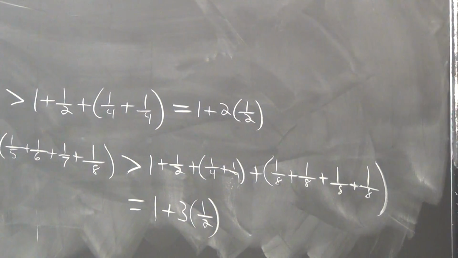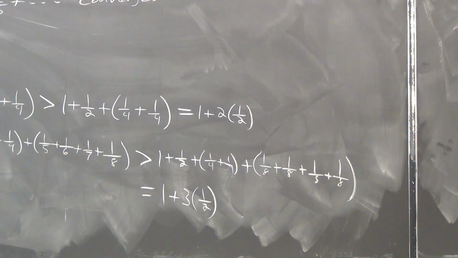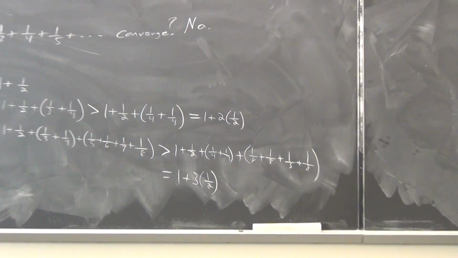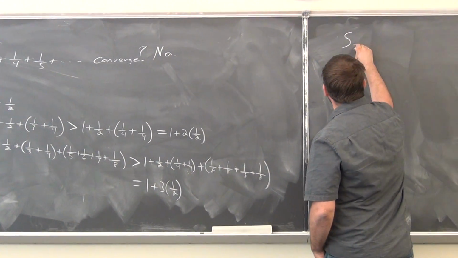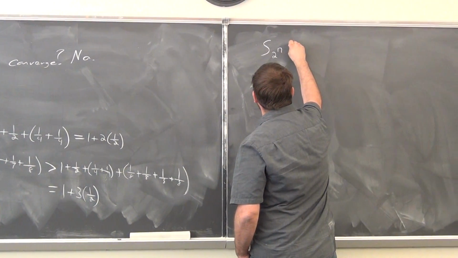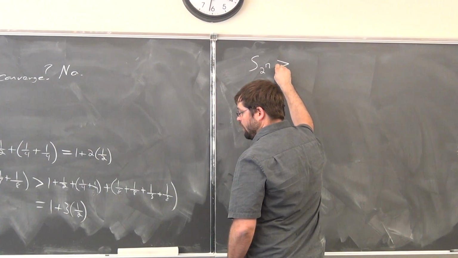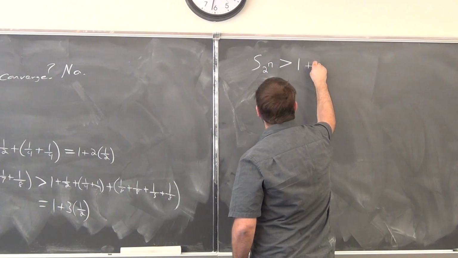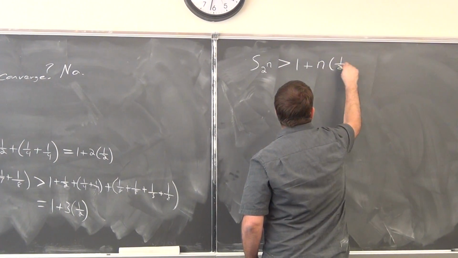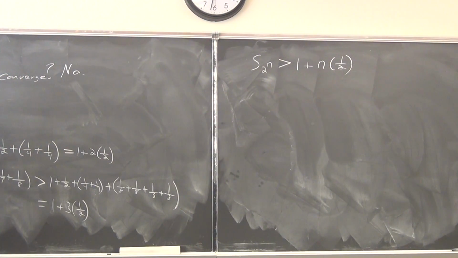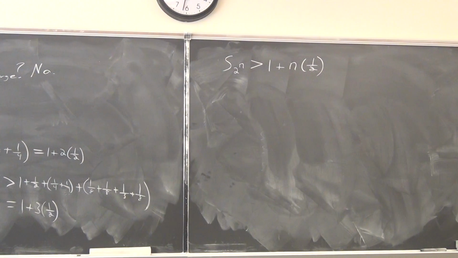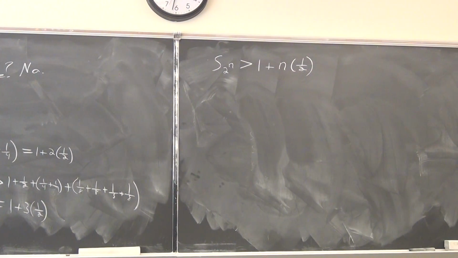Okay. And so maybe I won't show all the details, but you can play the same game now as long as you just look at those powers of 2. And so S sub 2 to the n is always going to be greater than 1 plus n times 1/2. Does that make sense? I didn't show all the details, and don't worry about it right now, but hopefully you buy that that's true.